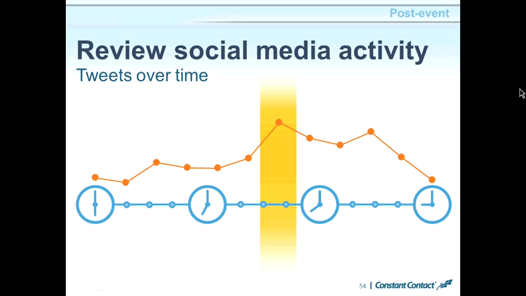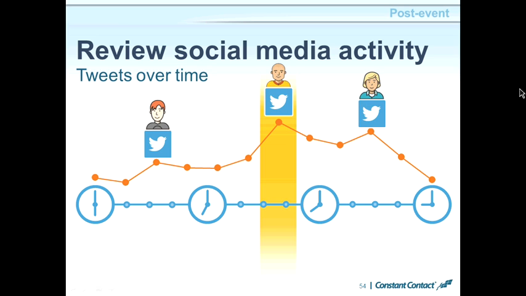You can take a look at when the tweets were posted and compare them to the times that different activities took place. What parts of your event or sessions, speakers, and so on got the most attention on Twitter. And that will help you determine which speakers or topics or parts of the event were most popular. And take a look at who your top participants were on Twitter. And if you're not already following them, then start doing it.